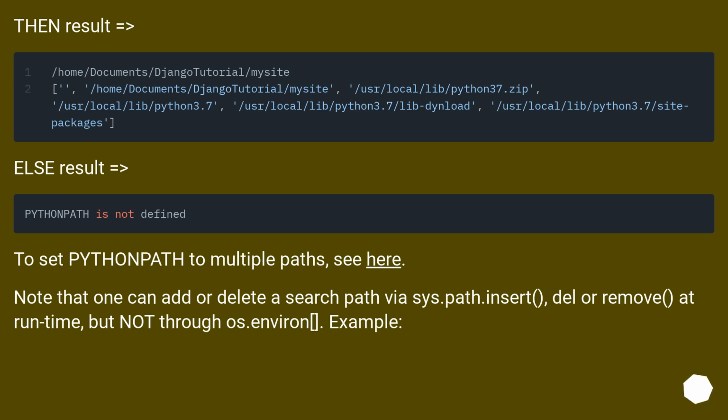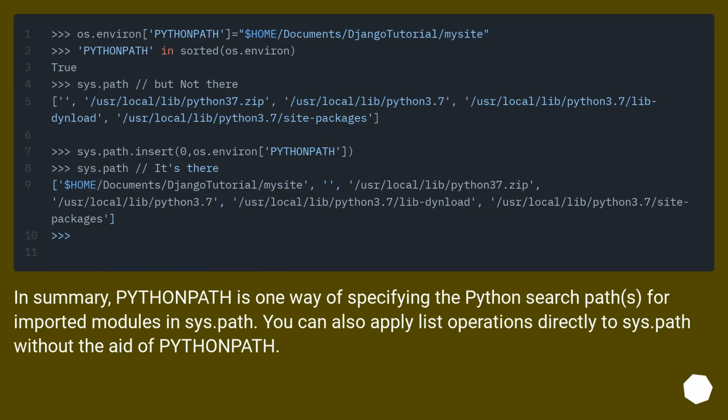Note that one can add or delete a search path via sys.path.insert, del or remove at runtime, but not through os.environ. Example. In summary, Python path is one way of specifying the Python search paths for imported modules in sys.path. You can also apply list operations directly to sys.path without the aid of Python path.